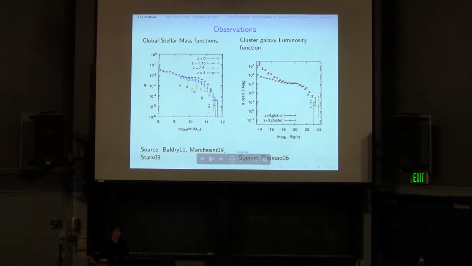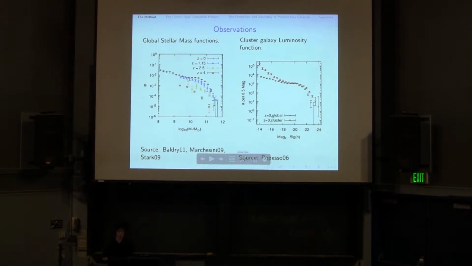In massive clusters, there seems to be a very marked upturn, shown by the red data points, in the luminosity function of cluster galaxies. However, this marked upturn is absent in the stellar mass function of the field galaxies.